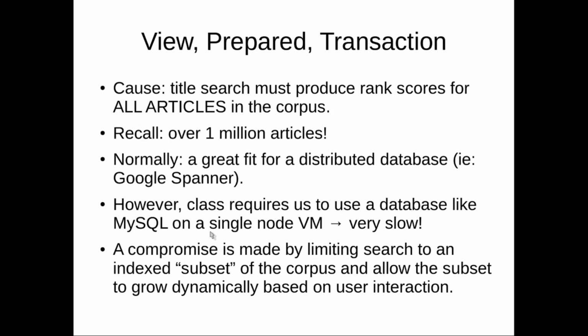So I made a compromise, and my compromise is I limited search to basically just an indexed subset of the corpus. Essentially, all the articles that are not indexed will be invisible to a search request, that is, a title search request. And then I allow the subset to grow dynamically based on user interaction. So what do I mean by that?